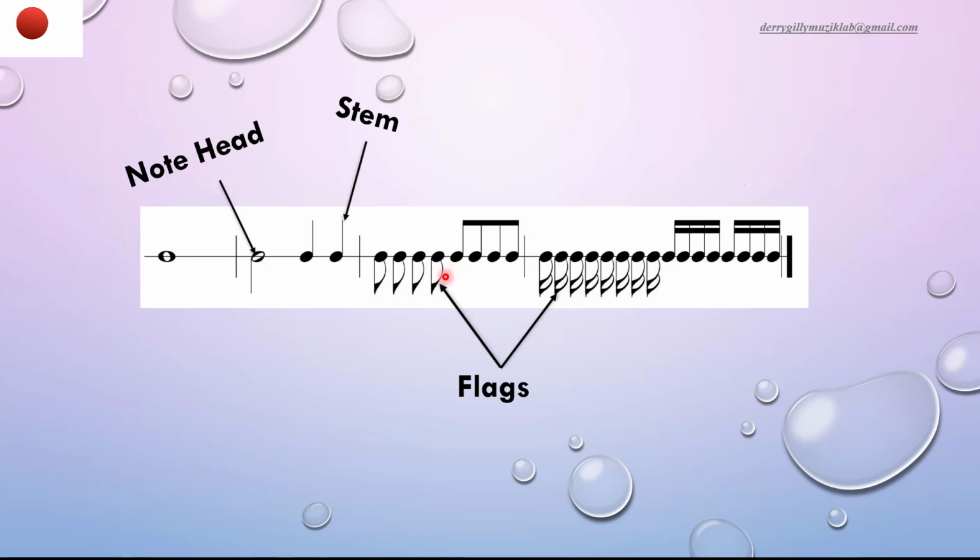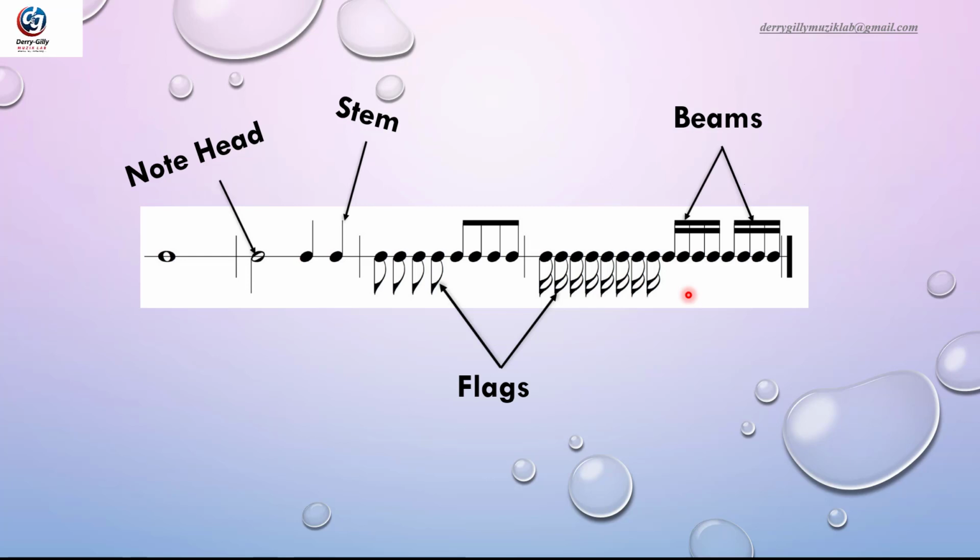We can have the flags. The flag is like the arc, or the tail. Sometimes people call it the tail or the flags. So these are the flags. Then we can also have the beams. So these are the beams that are connecting the notes together. Now, in the examples that we have stated, they are not yet assigned to any particular value, only that their proportional values are in relation with one another.